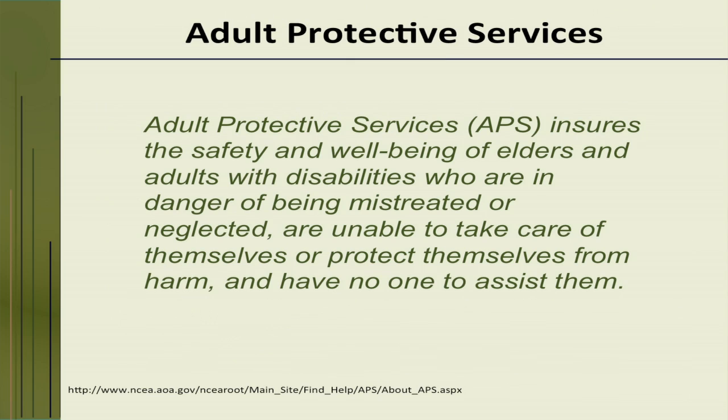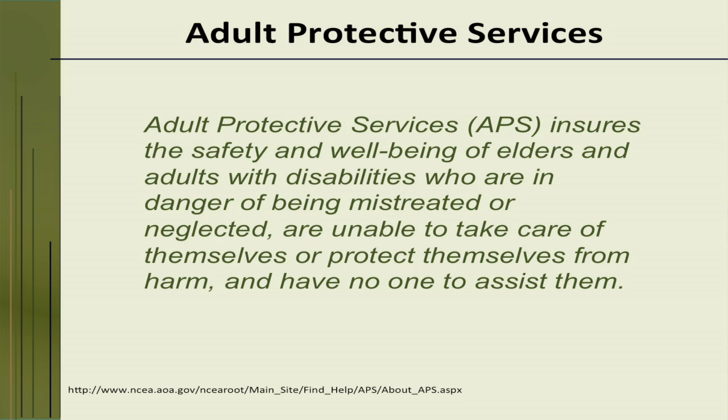So if someone does detect elder abuse, what do they do? Well, there's an organization called Adult Protective Services, and this is a state organization that was developed in 1975 as part of the Social Security Act to provide services to individuals 18 years to 64 years with a disability, and individuals 65 and older who live in domestic settings who have been abused. And so Adult Protective Services ensures the safety and well-being of elders and adults with disabilities who are in danger of being mistreated or neglected, are unable to take care of themselves or protect themselves from harm, and have no one to assist them.